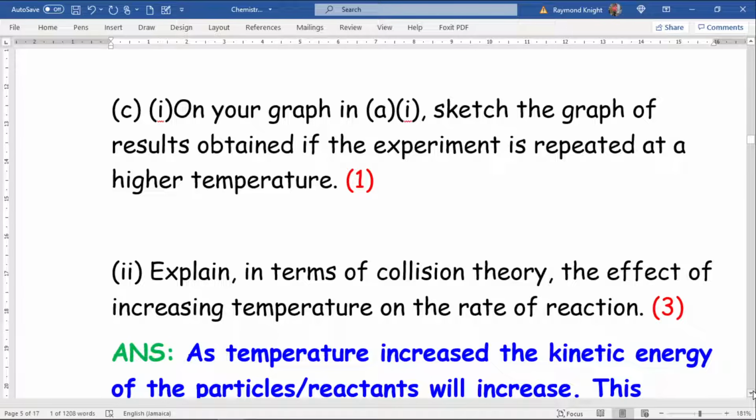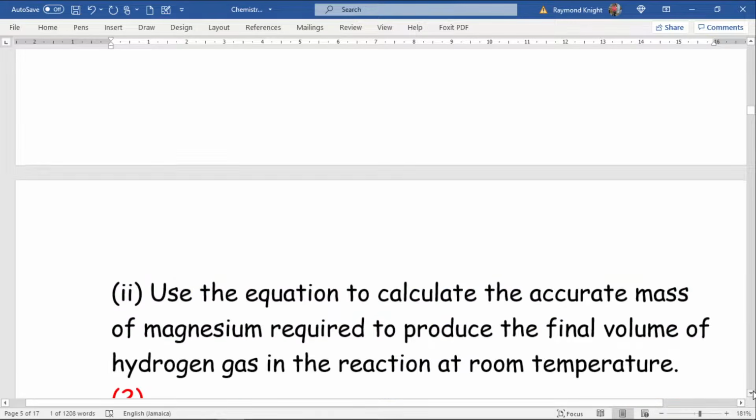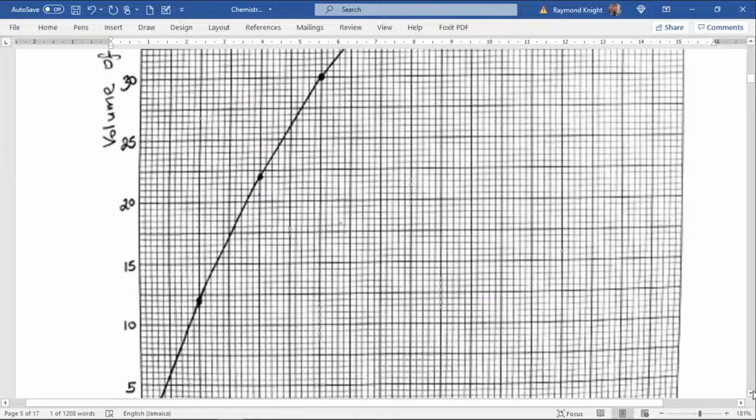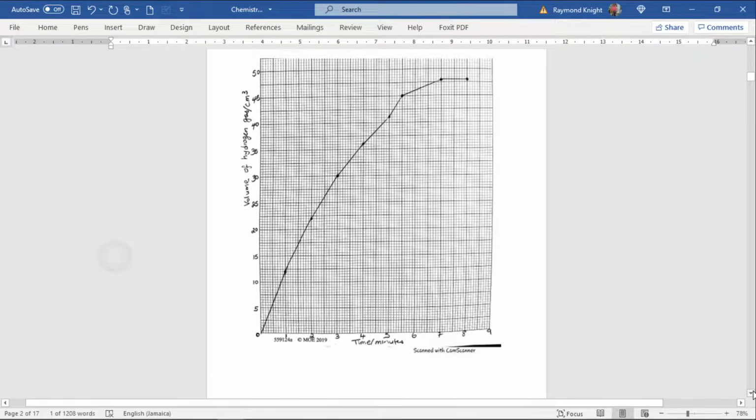The difference that heat will make to the reaction is to make the molecules move faster. You have a faster reaction, but the same amount of gas will be produced. So what will happen now is that you produce the same amount of gas, but in a short time. So let's go back to the graph.